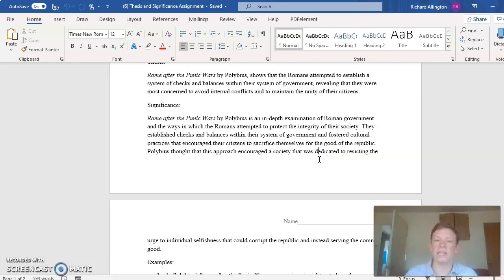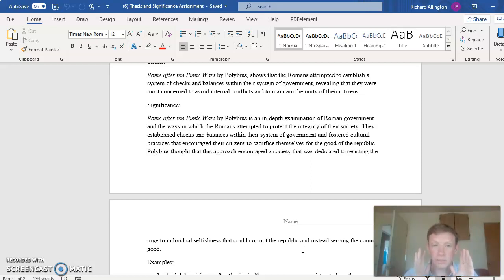Rome after the Punic Wars is an in-depth examination of Roman government, so kind of a check back to this second clause, first of all, the way in which Romans attempted to protect the integrity of their society. They established checks and balances, fostered cultural practices, encouraged citizens to sacrifice themselves for the good of the Republic. So it's starting to tell you more about what Roman society was like. It's a society based on dedication to the common good, resisting selfishness, and that's something that's a little broader than just the source itself. So that's kind of what we're aiming for.